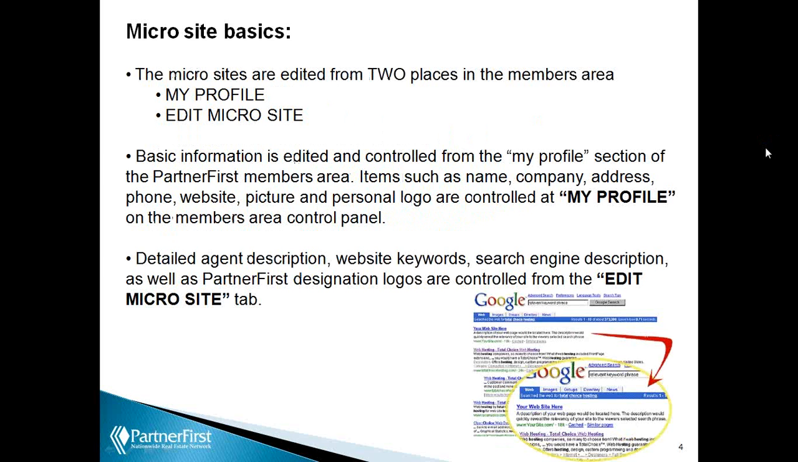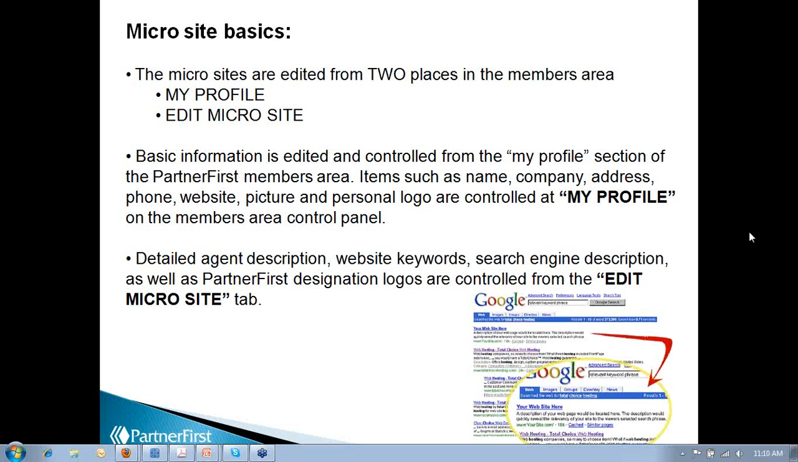So let's talk a little bit about the microsite basics. The microsites are edited from two places. Now note that, it's important to note. The microsites are edited and controlled from two separate places in the members area. Part of your microsite is edited and controlled in the My Profile section, and the other portion is controlled in the Edit Microsite portion. And I will show you screenshots of these, and it'll make much more sense. But you may want to write those two things down. My Profile and Edit Microsite are the two places that you edit your microsite. So what are these two separate areas and what do they entail?